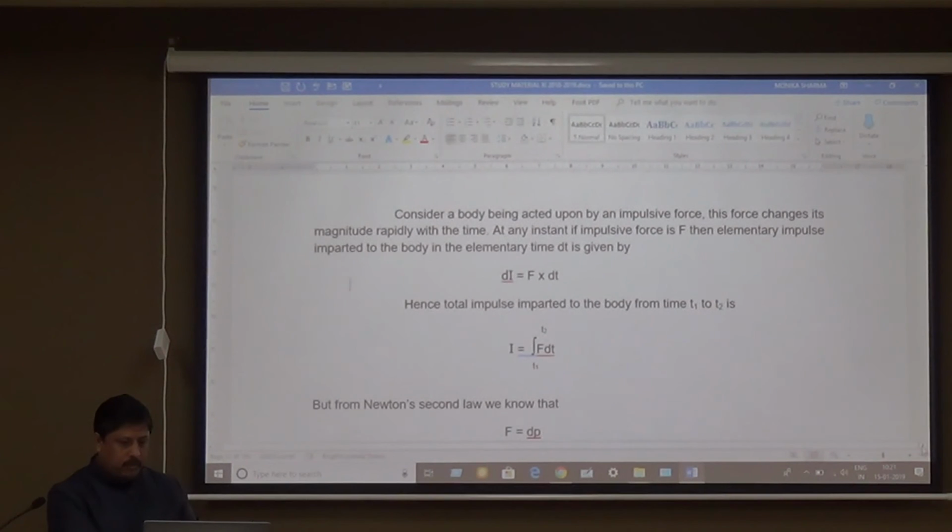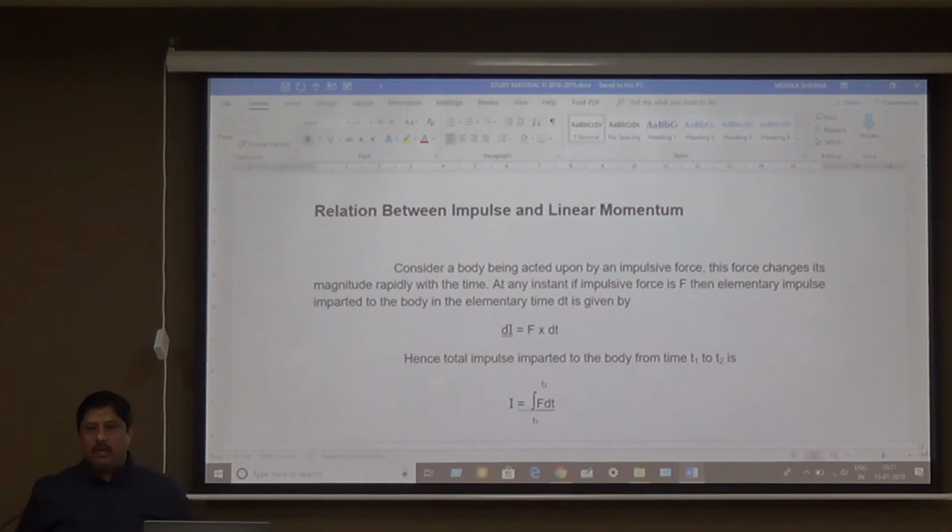The next important topic is impulse and linear momentum. What is impulse and what is linear momentum? Linear momentum we have already discussed; what is the relation with impulse? Impulse is when a force is acting on a body for a very short interval of time. Suppose a ball is coming onto the bat. This is for a very instant, not for a longer time. The batsman hits the ball for an instant. So a force on a body for a very short interval of time is called impulse.